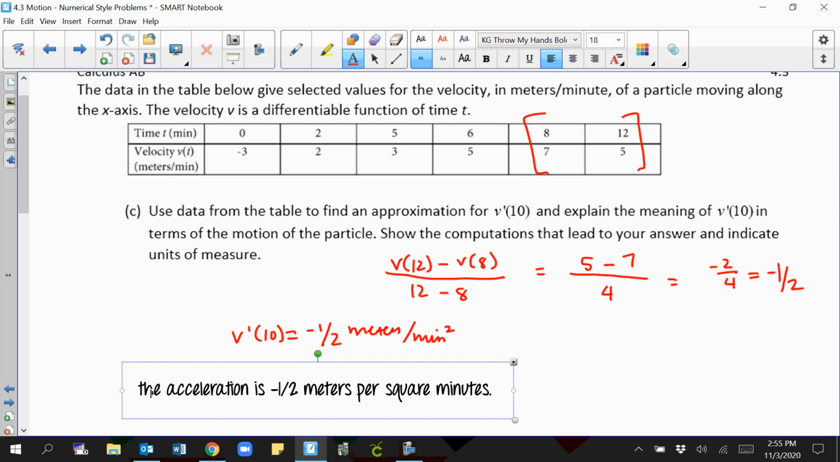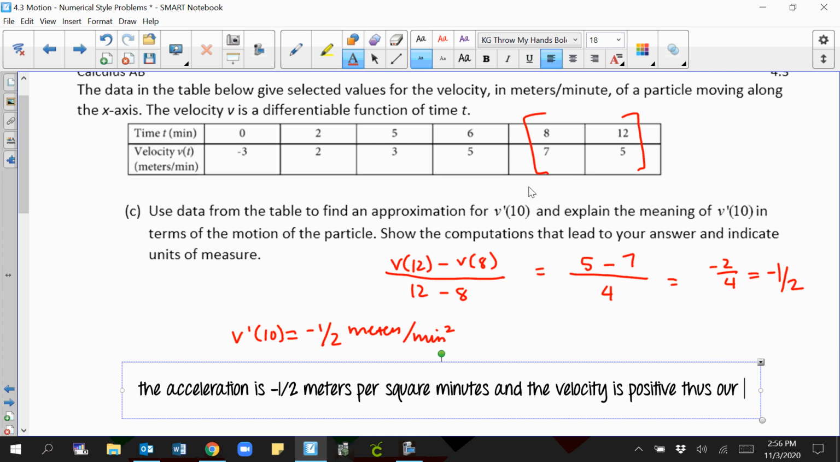Our particle has acceleration being negative and the velocity being positive, and we can know that the velocity is positive because it has to be between 7 and 5, which are both positive numbers. What this means is that our particle is slowing down, because the acceleration is negative and the velocity is positive. So we can type that out in a sentence right here. The acceleration is -1/2 meters per square minute, and the velocity is positive. Thus, our particle is slowing down.